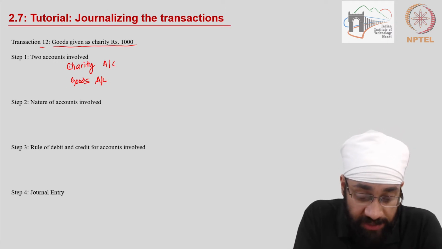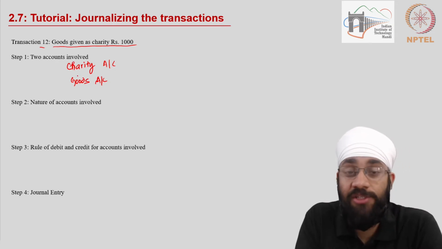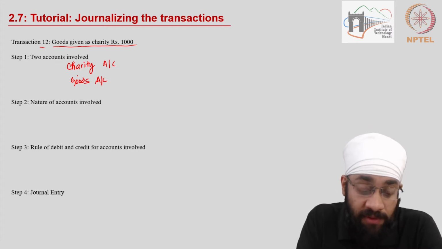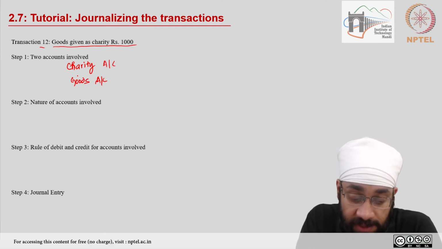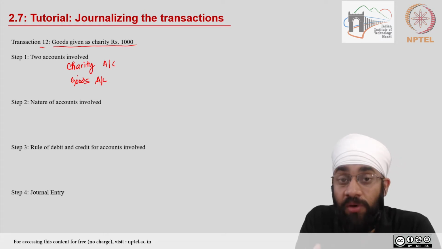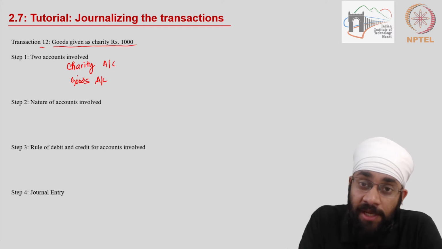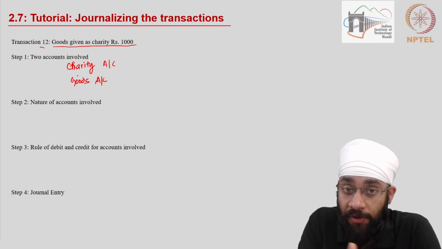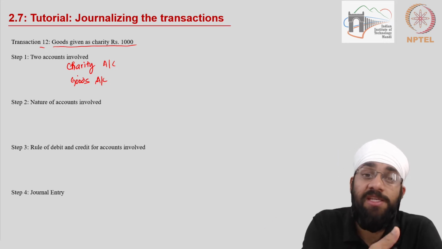So what is charity really? You get people walking in, NGOs coming in saying please donate money, or in kind you could donate goods. So rather than giving out money as donation, this business has given goods. For example, let's say this is a furniture trading business. You're trading, not manufacturing. You purchase furniture, you sell furniture. You have purchased the furniture.